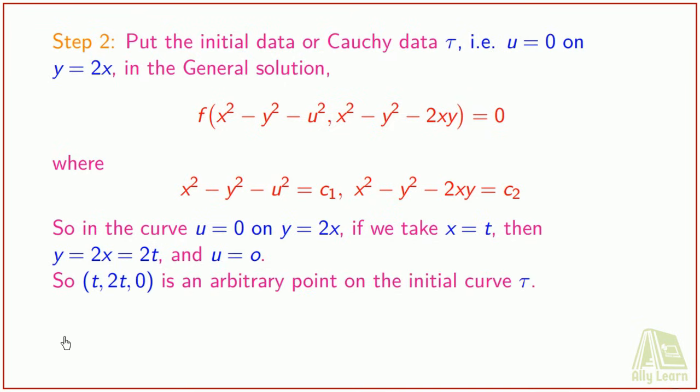So (t, 2t, 0) is an arbitrary point on the initial curve tau. Okay friends, so what I did, I took any value of x, then I found the value of y using this equation, and u was given to be 0. So (t, 2t, 0) is an arbitrary point on the given initial curve.